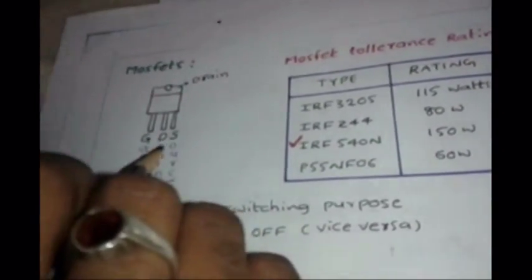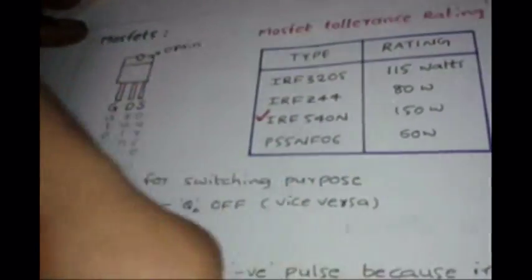Now let's deal with the MOSFETs. How do the MOSFETs work, and what about them? Generally a MOSFET contains a gate, drain and source. These are the 3 pins of a MOSFET. What MOSFETs do you have to use in the inverter circuit? This is the MOSFET IRF 3205. This is the gate pin, this is the drain pin, and this is the source pin.